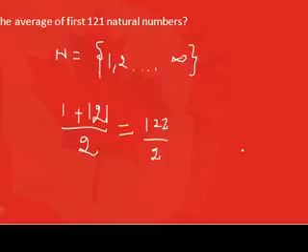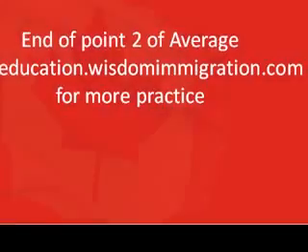So it was pretty easy for us to solve now. All we used is, since all the natural numbers are in arithmetic progression, we just had to find the first number and the last number, add them, and divide by 2. So this was the end of the second point. We had pretty good practice on the second point as well, with just an elaboration and extension of the deviation method.